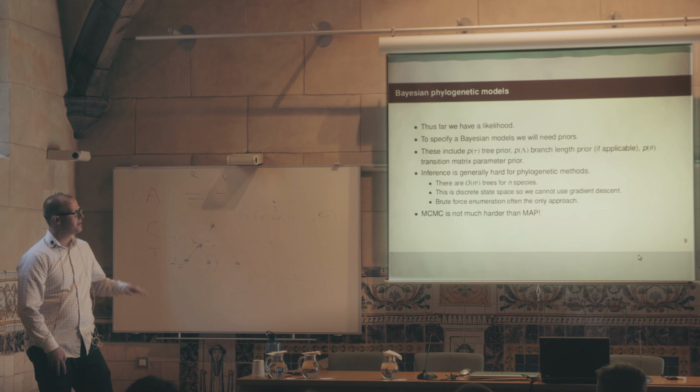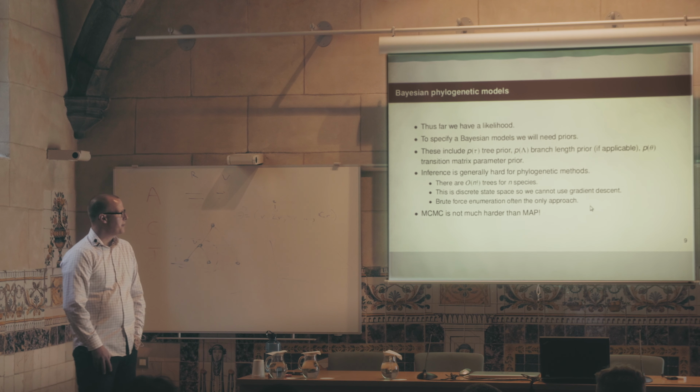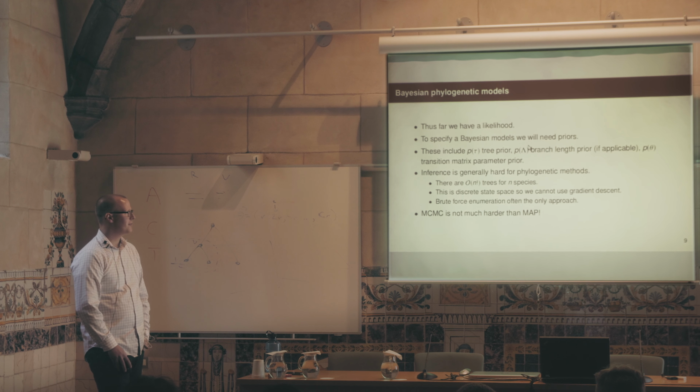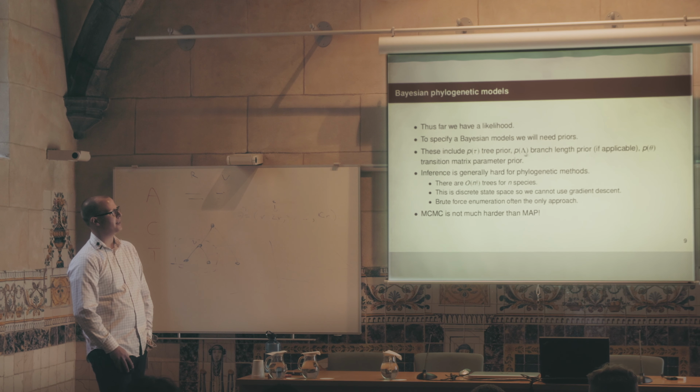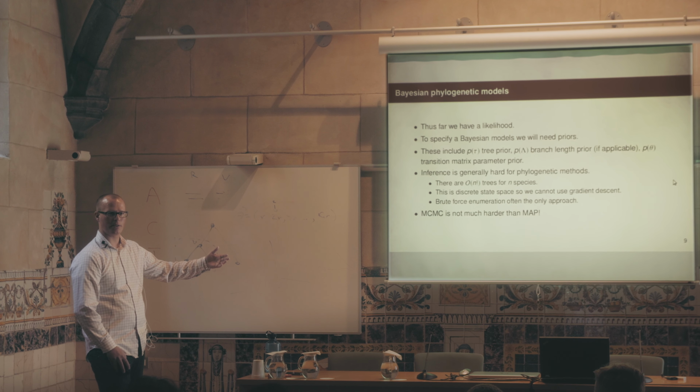So the whole point of the pruning algorithm is it gives us an efficient way to compute the likelihood of the data given the tree, right? To specify a Bayesian model, we're going to need priors. So we're going to need a prior on the tree. If we have branch lengths, we'll need a prior for that. And then you potentially will have a prior over any parameters that dictate your transition matrix P, right?